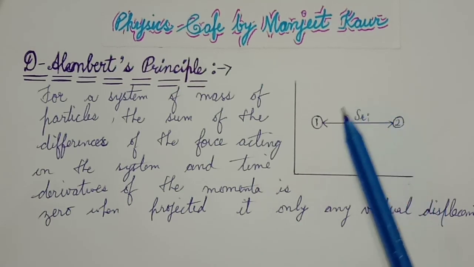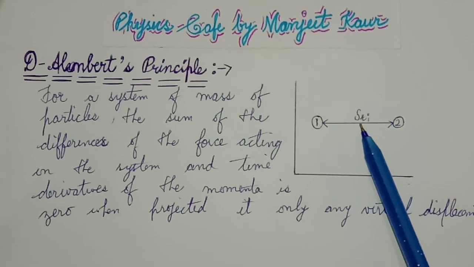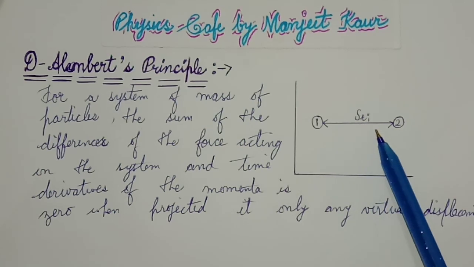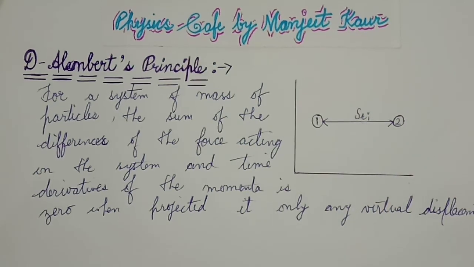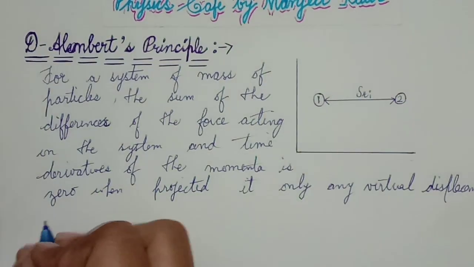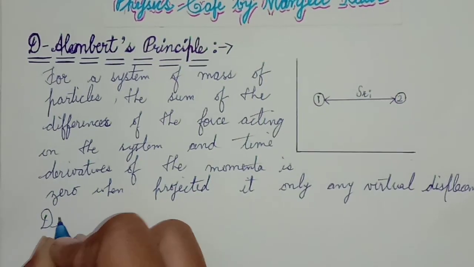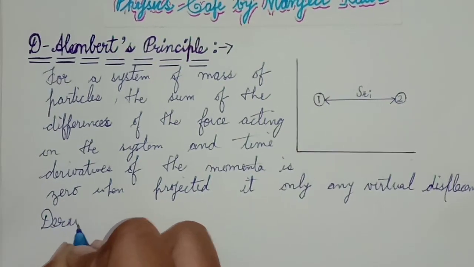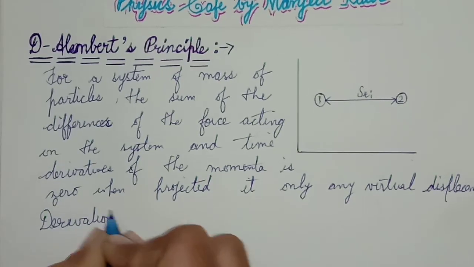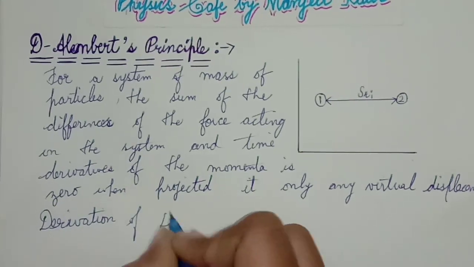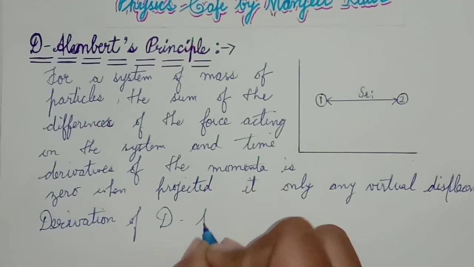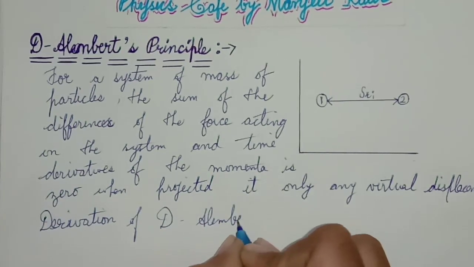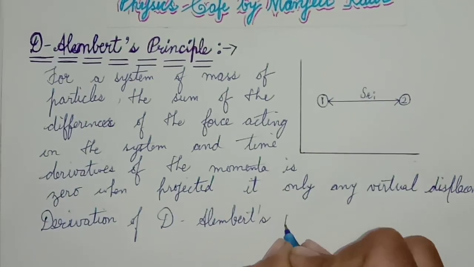Then we get the virtual displacement, which is delta Ri. Now let us start its derivation. Derivation of D'Alembert's principle.